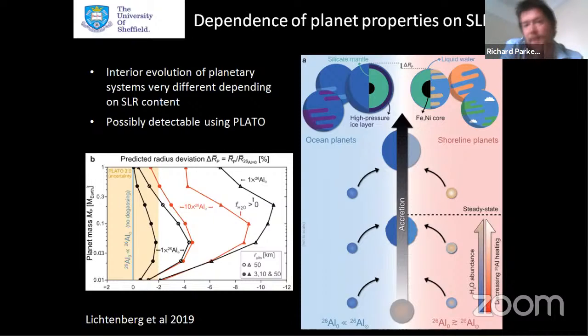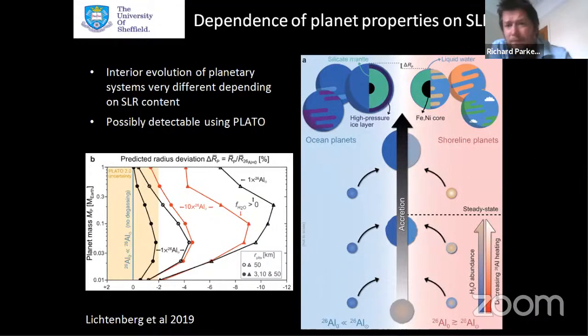And these are coined shoreline planets. And so what Tim showed in this paper was that the difference in planetary radii that you would get if you had heating from aluminium-26 versus no heating from aluminium-26 would actually be measurable with the Plato mission, with the caveat that you'd have to know something about the composition of these planets.